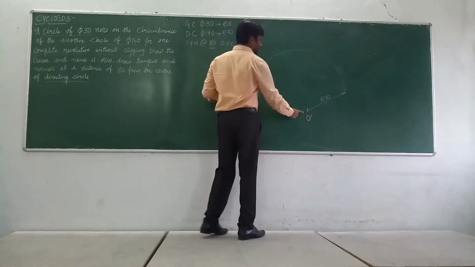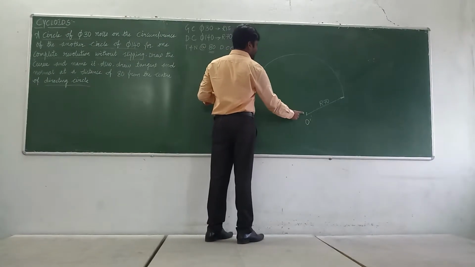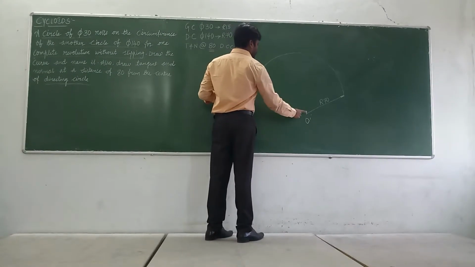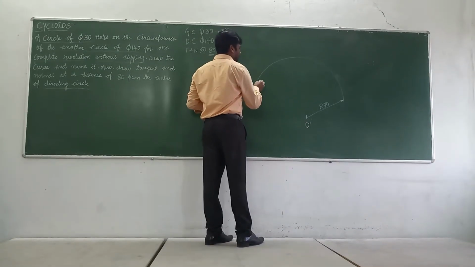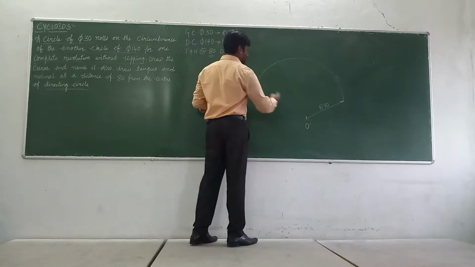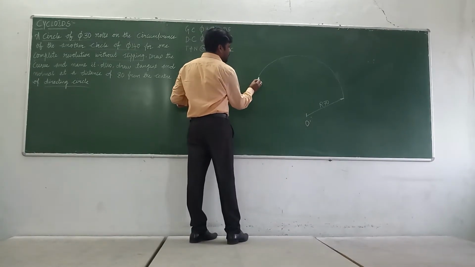Now from O dash, draw another line, either left or right, onto the curve, touching it at any angle. Just draw a line onto this curve at any angle and extend it further.